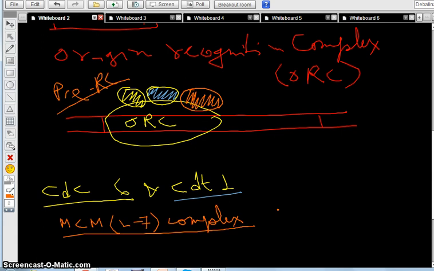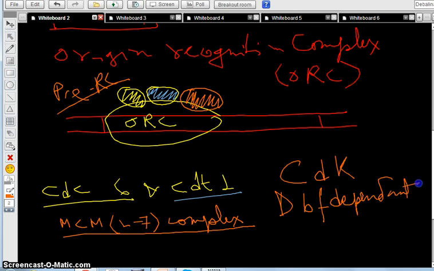So here come two kinase proteins which are responsible to fire this pre-RC complex, and these two proteins are CDK and DBF4-dependent kinase, which you can write in short as DDK.